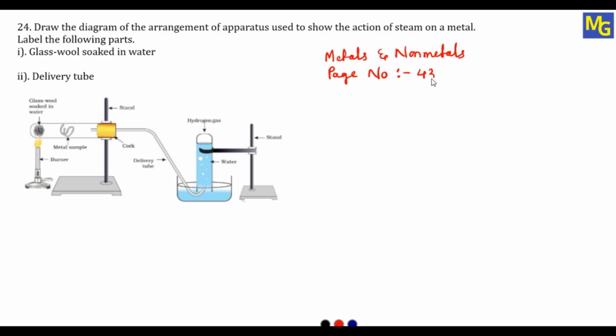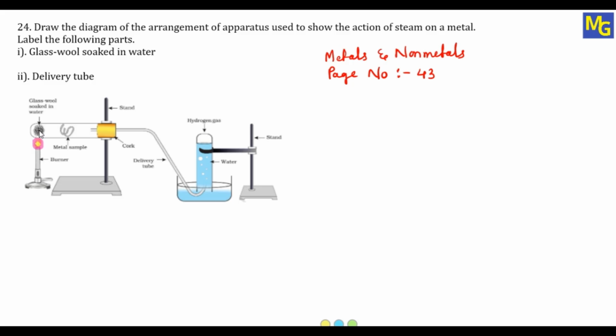So if you see this page number, you will get this whole diagram, which is very easy. This diagram has a Bunsen burner and this is the stand. Here there is a beaker in which there is a test tube which is inverted, and inside this test tube there is water. This is again one more stand. Here there is a horizontally placed test tube, and in this test tube, on one side there is glass wool which is soaked in water. This glass wool has water in it, and this portion we are going to keep on a burner. We are going to heat here.